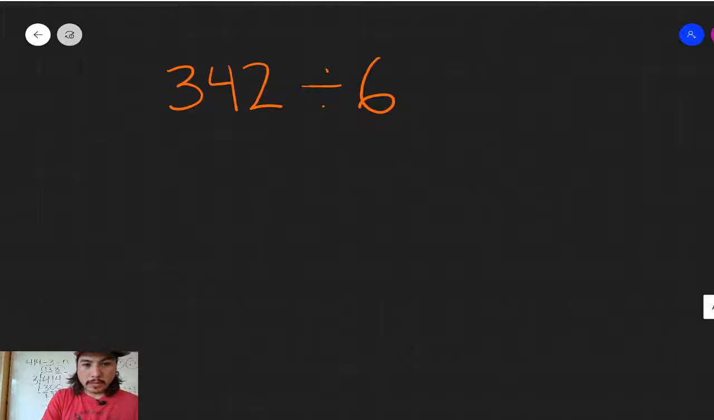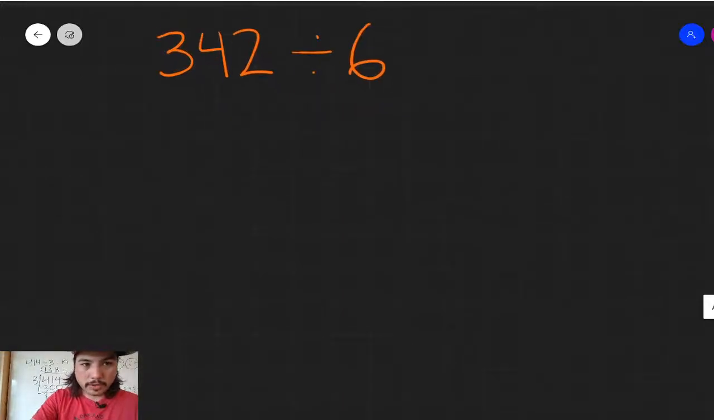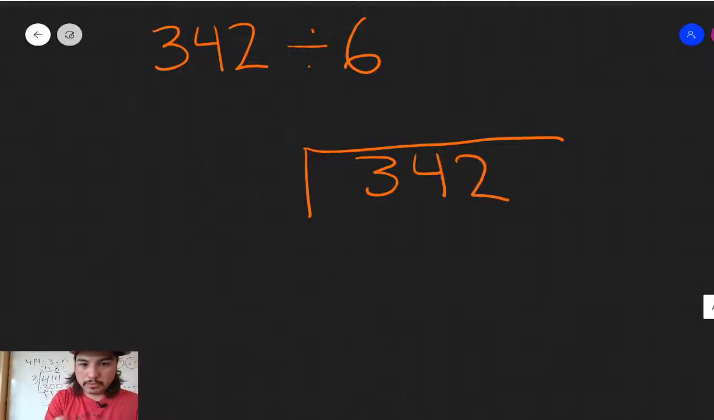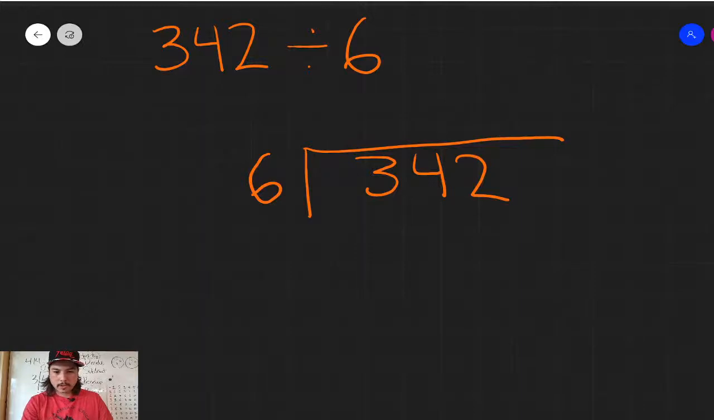All right, so let's set it up here. 342 divided by 6. So our dividend goes underneath, 342. And then our divisor goes on the side, and we're trying to figure out the top. Now, starting big, and remember, divide, subtract, regroup, repeat. That's our mantra here. We're going to start with the hundreds.